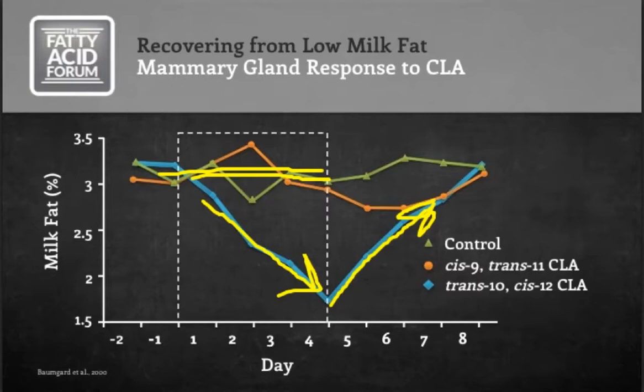So this proves that our alternate isomer has a very potent ability to decrease milk fat synthesis in the mammary gland, and also that the mammary gland is very acutely sensitive to this isomer. It has a very rapid response, and actually in some other time course data we can see the decrease in milk fat occurring within 14 hours after we start CLA infusion.